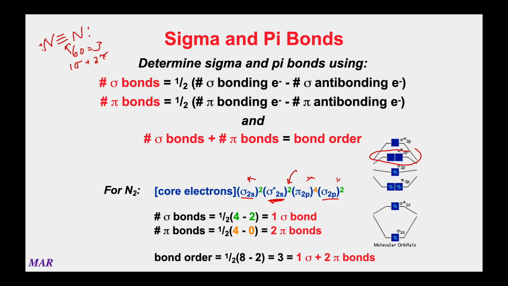That would be the bond order, and that's good because that also equals the number of sigma plus the number of pi's. So a bunch of things here. First of all, bond order still equals 1/2 (bonding minus antibonding). That'll give you a number. Sigma bonds: 1/2 (bonding sigma minus antibonding sigma) will give you the sigma bonds. Pi bonds: 1/2 (bonding pi minus antibonding pi) will give you the pi bonds. And if you've done it right, sigma plus pi will equal the overall bond order. That's a nice way to check yourself.